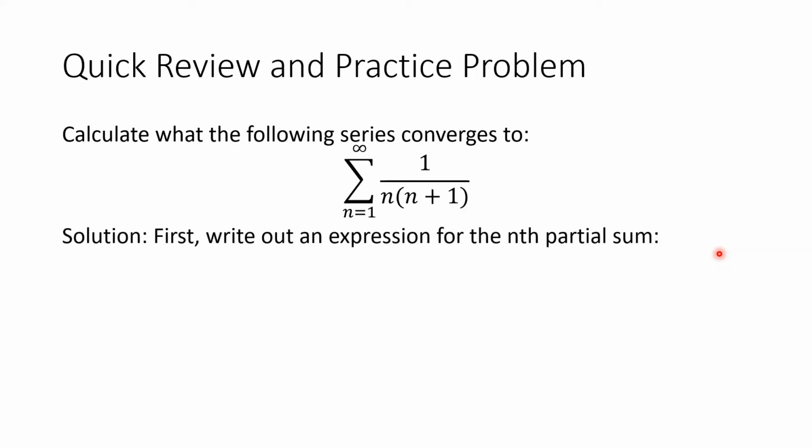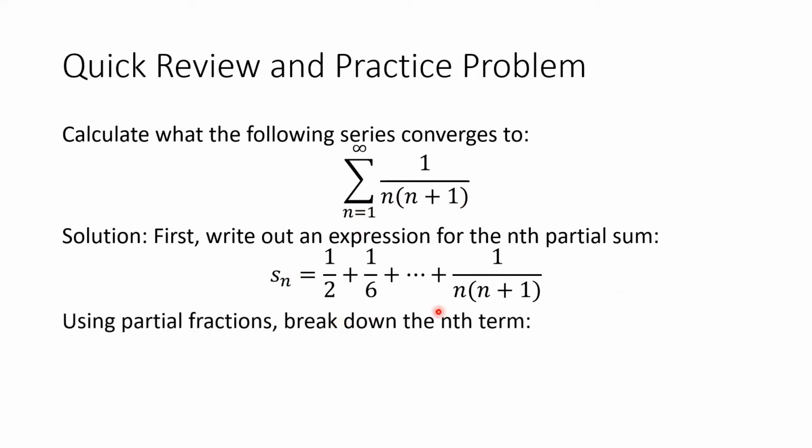The way that we're going to approach this problem is that we're going to first write out an expression for the nth partial sum, which will look like the following. S sub n is going to equal 1/2 plus 1/6 plus etc. plus 1 over n times n plus 1. If we plug in 1 here, we get 1 times 1 plus 1, which is 2, so 1 over 2. Same thing if we plug in 2, we get 2 times 2 plus 1, which is 3, which multiply together to form 6.